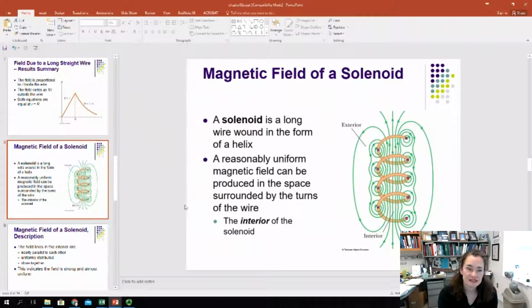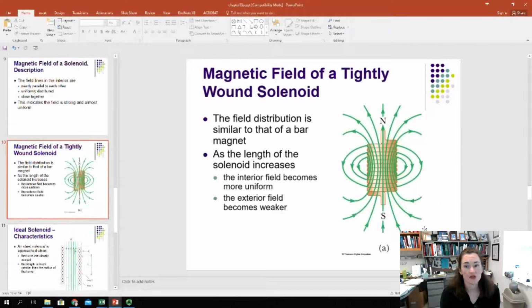The field lines in the interior are nearly parallel to each other, and they're uniformly distributed, and they're close together. And this indicates that the magnetic field inside the solenoid, in the interior of the solenoid, is strong and almost uniform. Now, the more closely you wrap those turns, and the more turns that you have per unit length, the stronger the magnetic field and the more uniform the magnetic field inside the solenoid gets. Eventually you get something that looks a lot like a bar magnet, okay?